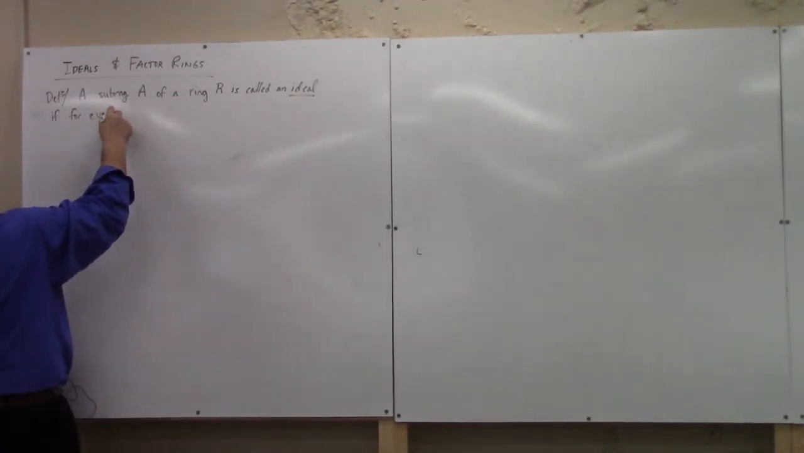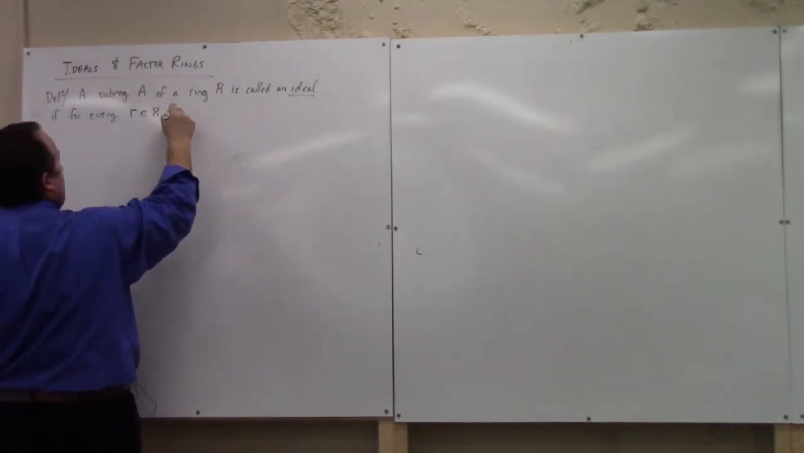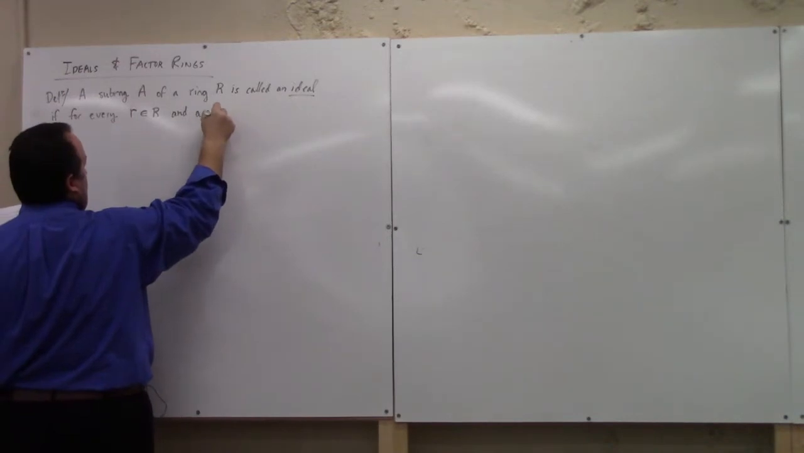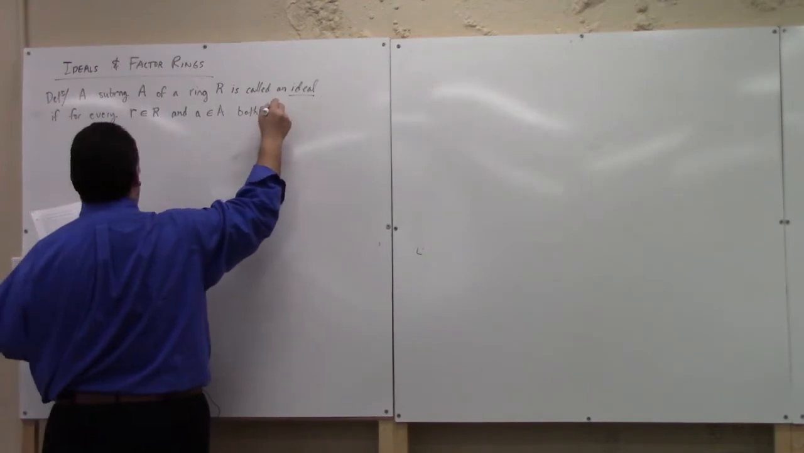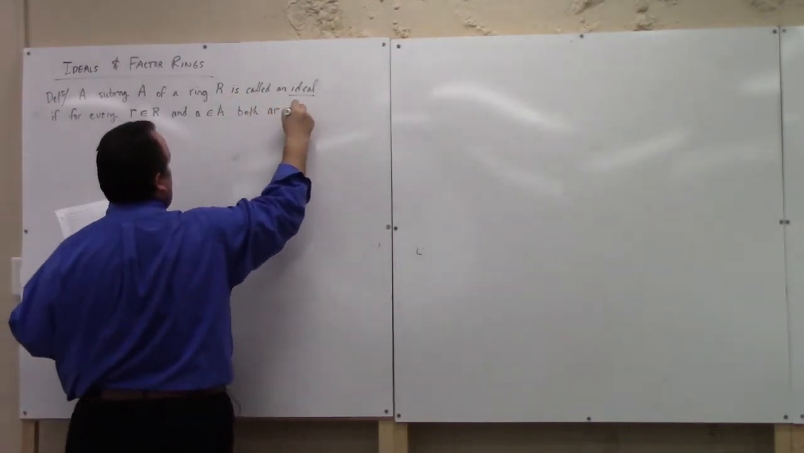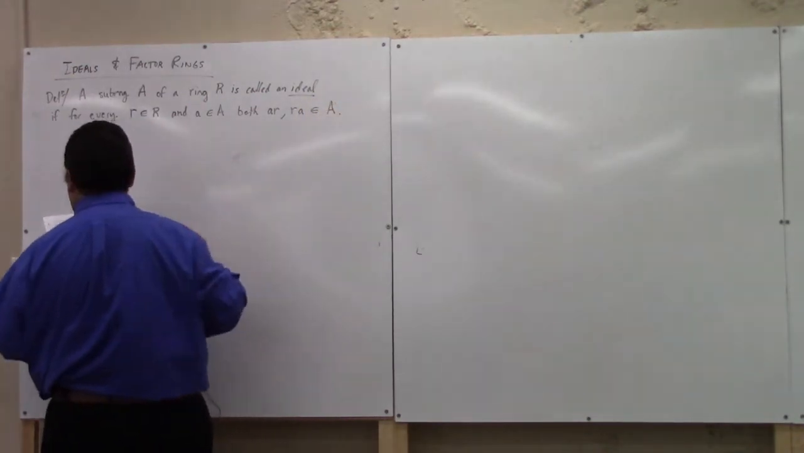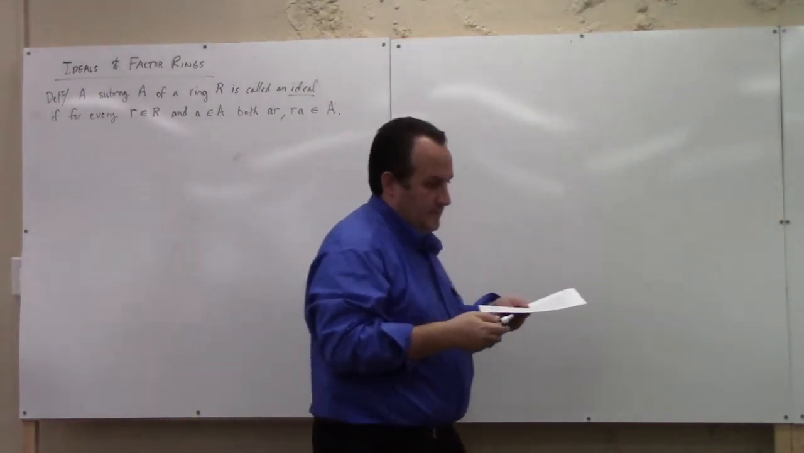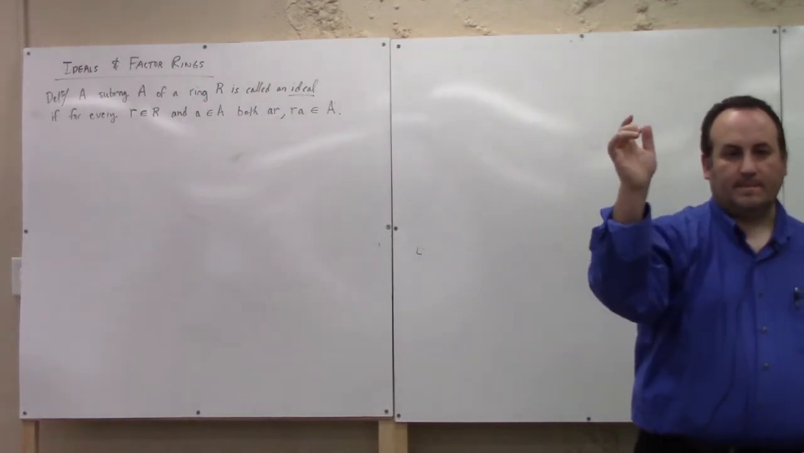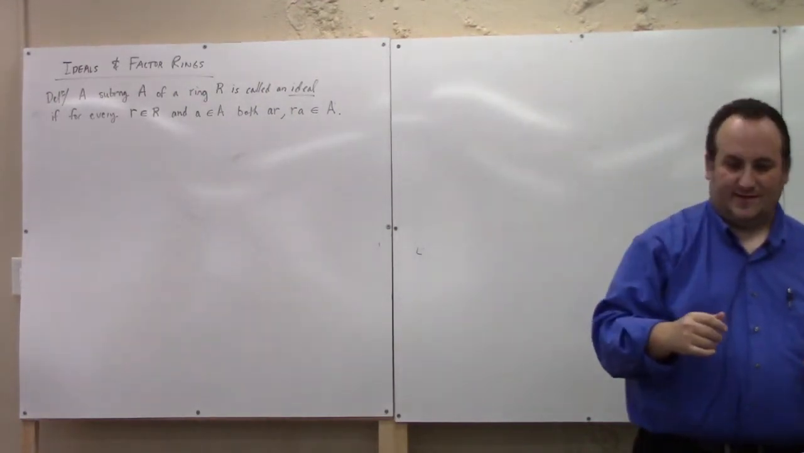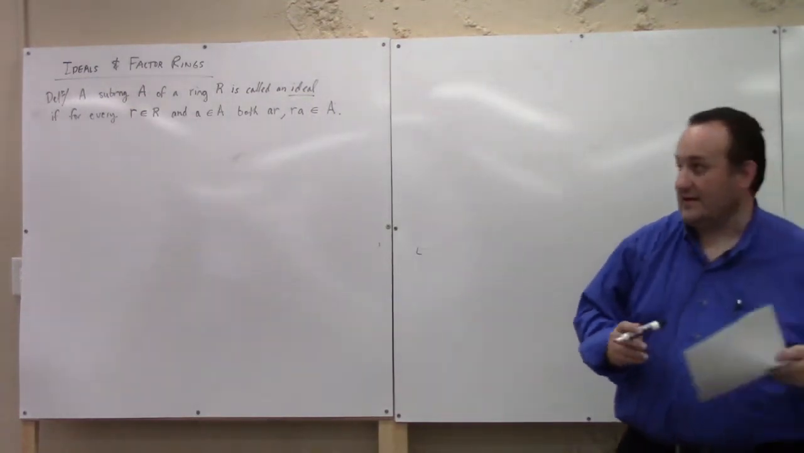for every r in R and a in A, both ar and ra are in A once more. All right. We say it's a proper ideal if A is not equal to R.